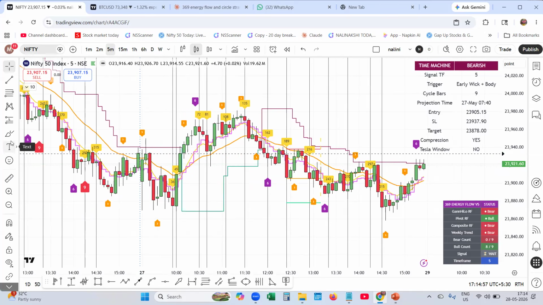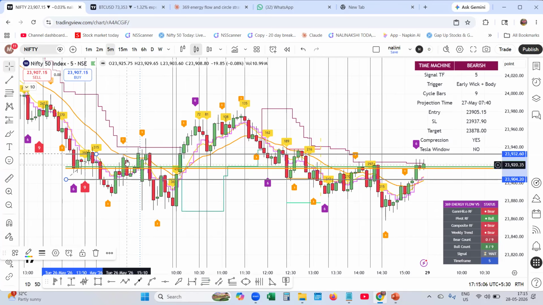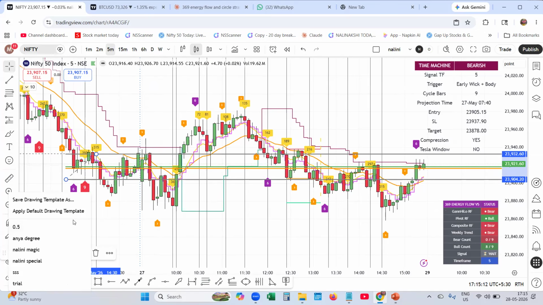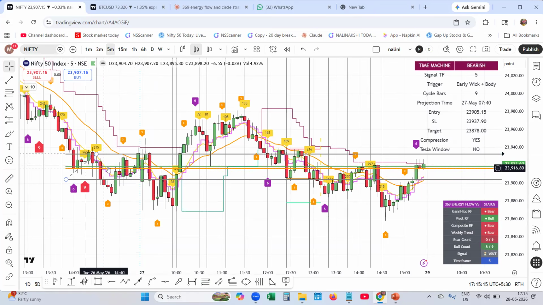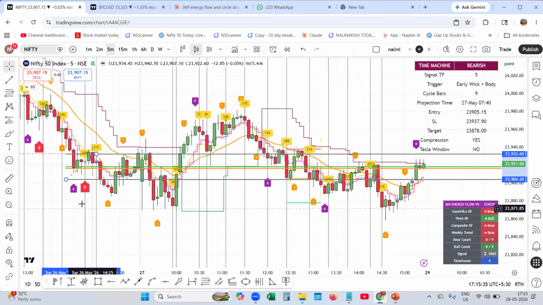See, what I do is a simple thing. I just take the fib tool. I've made it only to know the middle point. I take you to the settings. What I've done is, okay, let me click on this, take you to the settings. I've disabled all the fib levels, and I've retained 0 to 1, and I've made it 0.44 and 0.5 to get the middle line. This is what it plots for me, gives me the central price level.